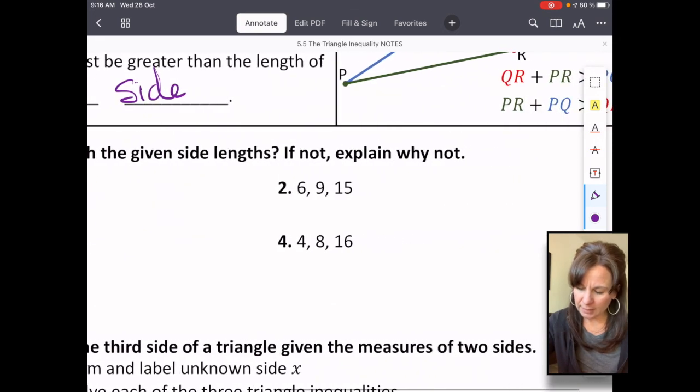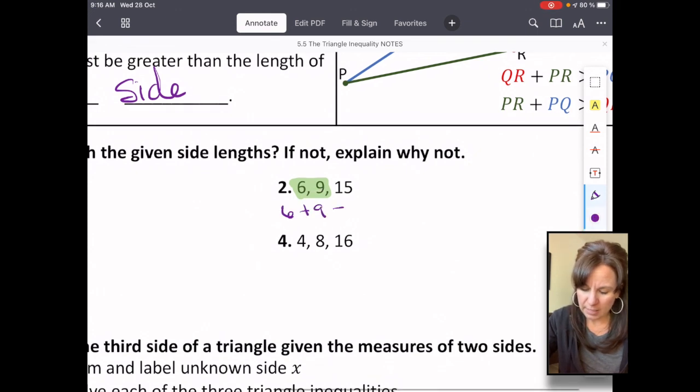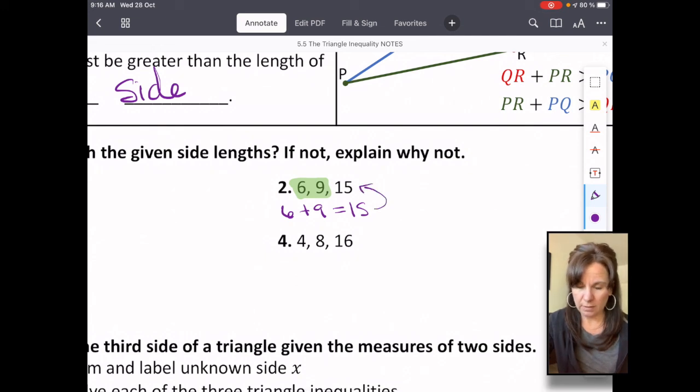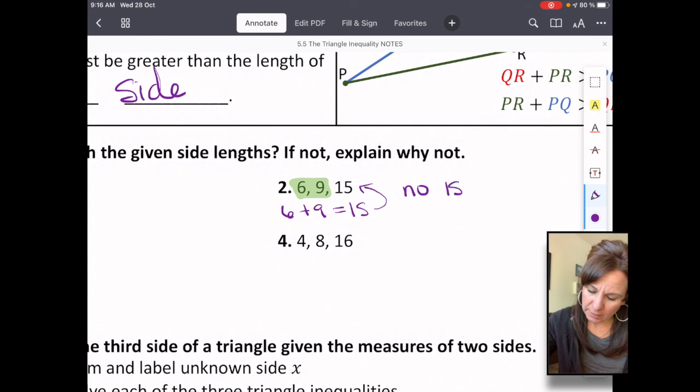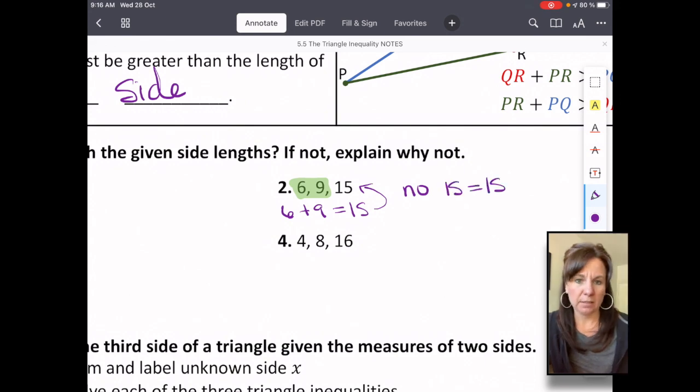This one is 6, 9, and 15. So let's take the two smaller sides. 6 plus 9 equals 15. Is 15 greater than 15? No. It can't be equal to. It has to be greater than. There has to be a little bit of overlap for this to work. So we would say no, because 15 equals 15. Okay, so that one's a no-go.